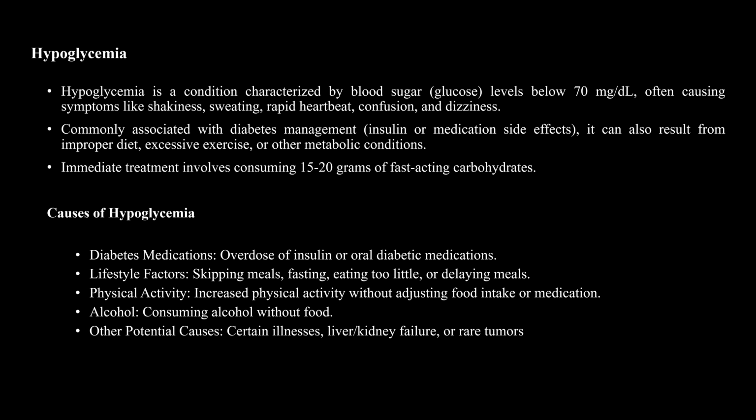Hypoglycemia is a condition characterized by blood sugar glucose level below 70 mg/dL. Immediate treatment involves some 15 grams of fast-acting carbohydrate. Causes of hypoglycemia: diabetic medication overdose, too much insulin, lifestyle factors like fasting. Physical activity increase without adjusting food intake or medicine. Alcohol consumption without food. Other potential causes: kidney failure, tumors.